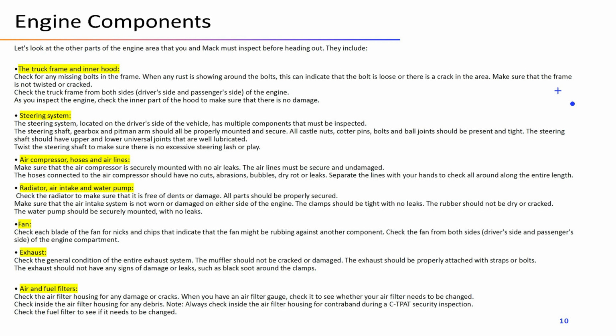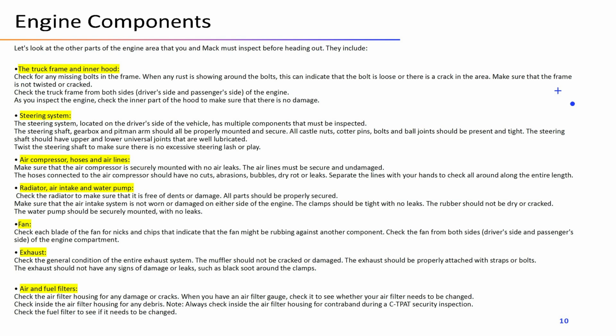Air compressor, hoses, and air lines. Make sure that the air compressor is securely mounted with no air leaks. The air lines must be secure and undamaged. The hoses connected to the air compressor should have no cuts, abrasions, bubbles, dry rot, or leaks. Separate the lines with your hands to check all around along the entire length.